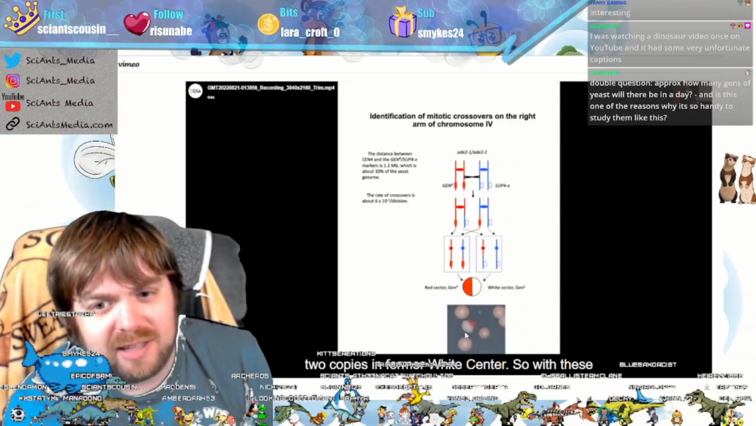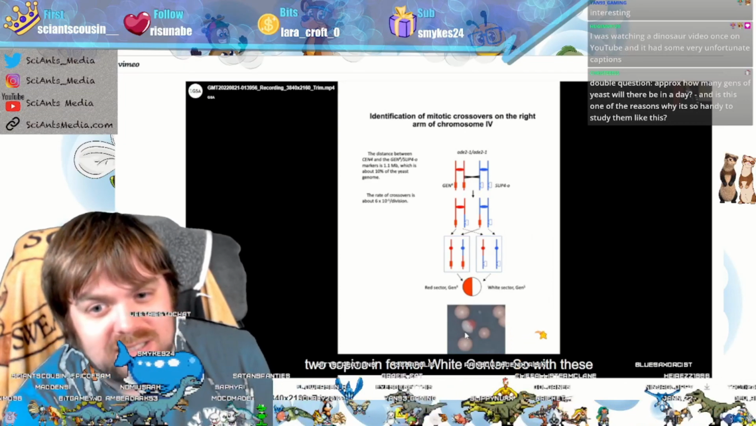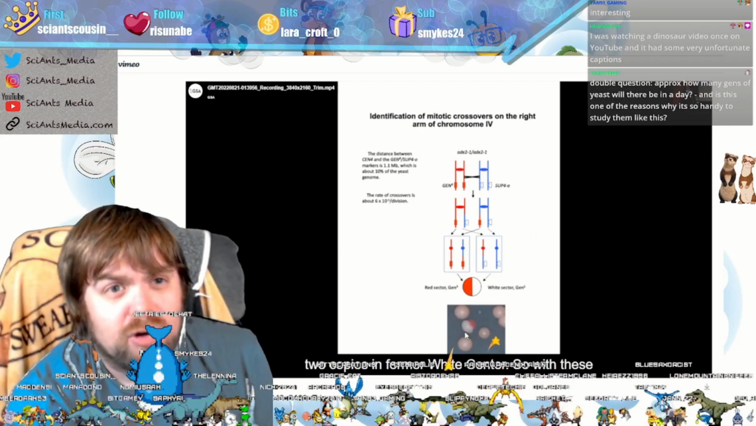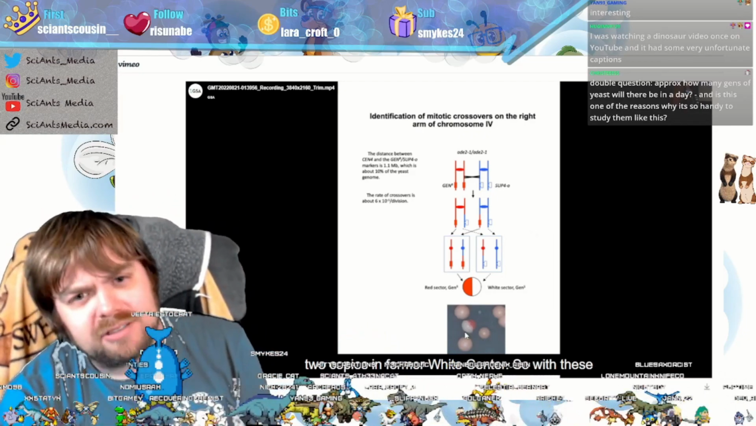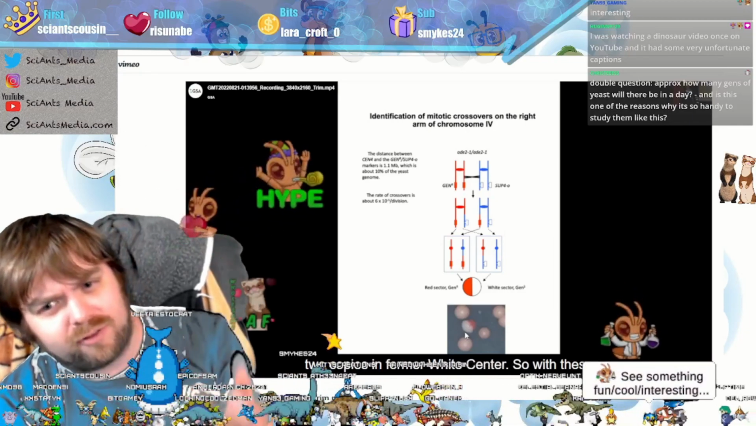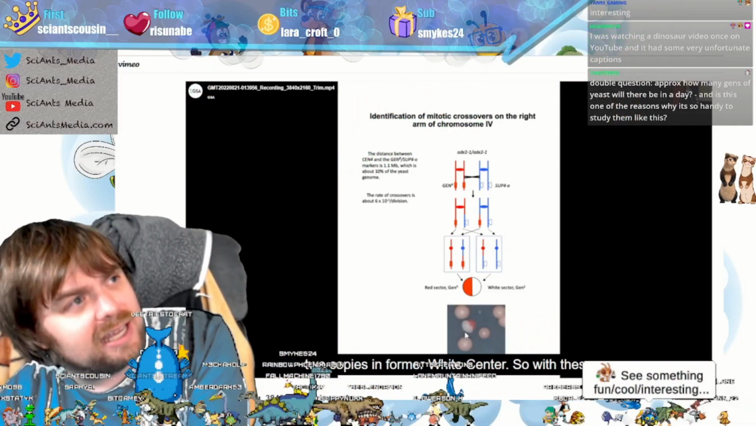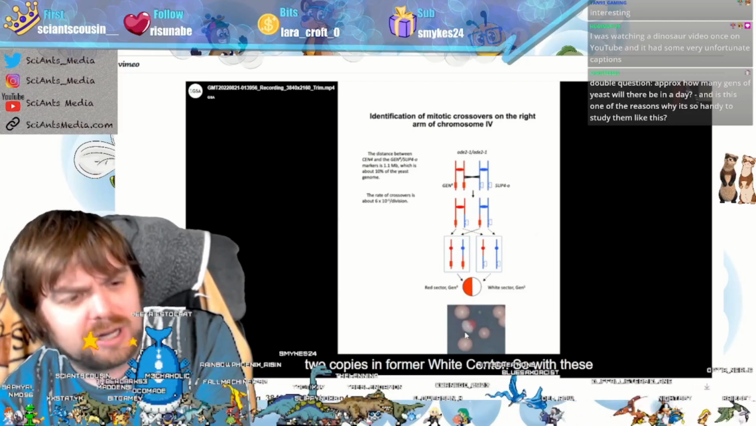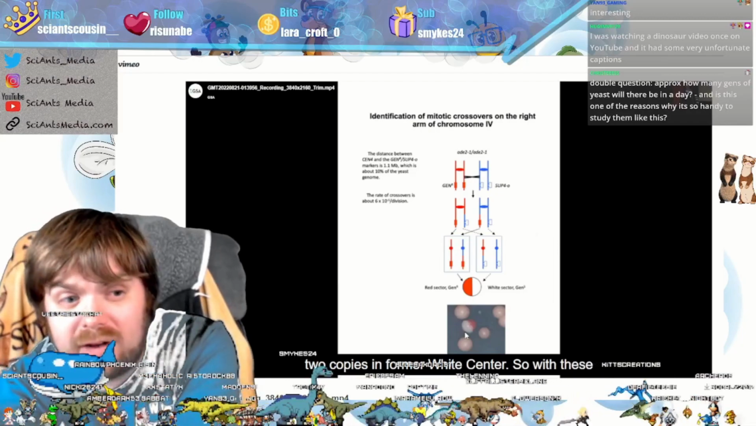Double question: approximately how many generations of yeast will there be in a day? And is this one of the reasons it's so handy to study them like this? So Chris, it's temperature dependent. Higher temperatures, to a certain point, allow there to be more generations. There can be a whole doubling event in about an hour at 37 degrees Celsius. So you can go pretty rapidly.